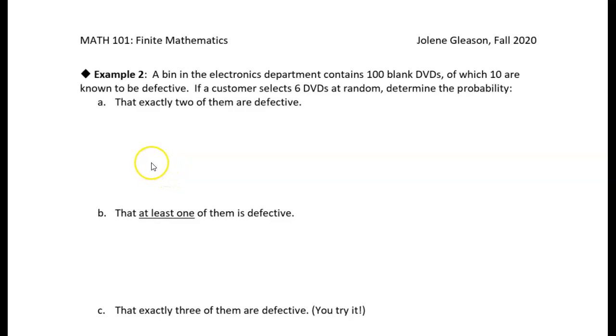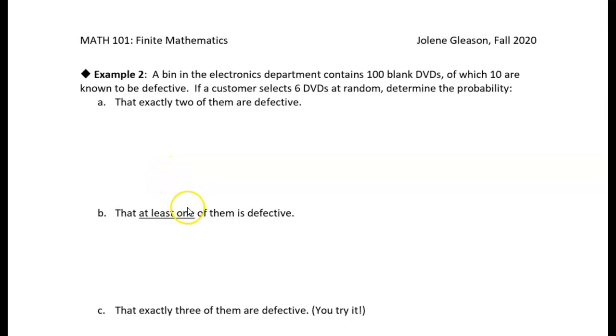All right, in example 2, we've got a bin in the electronics department that contains 100 blank DVDs, of which 10 are known to be defective. Okay, but they're all mixed up. If a customer selects 6 DVDs at random, determine the probability that exactly 2 of them are defective.